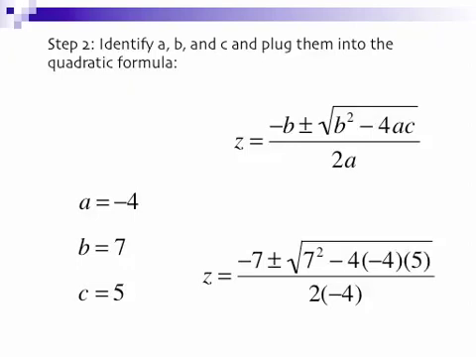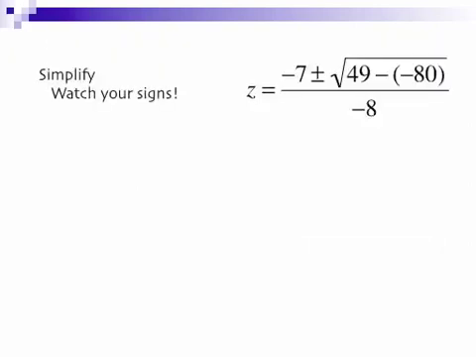Now all we have to do is very carefully do the arithmetic contained in this formula. Please be careful of your signs while you're doing this. So first I'll start out by looking underneath that radical sign, the square root sign. 49 minus negative 80, well, minus a negative is the same thing as plus a positive. So the stuff under the square root sign simplifies to 129. So I have negative 7 plus or minus the square root of 129 over negative 8.